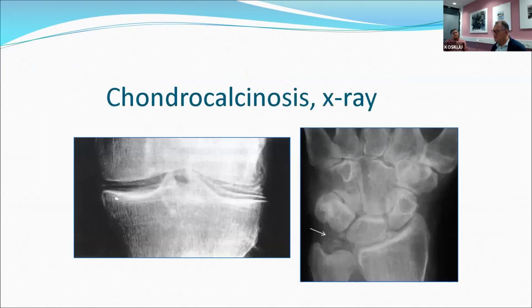X-ray is nice to show chondrocalcinosis. So that is what we see when the CPPD crystals are inside the cartilage, in the knee joint and in the hand. Triangular cartilage here, fibrocartilage. That's accumulation of CPPD in hand.